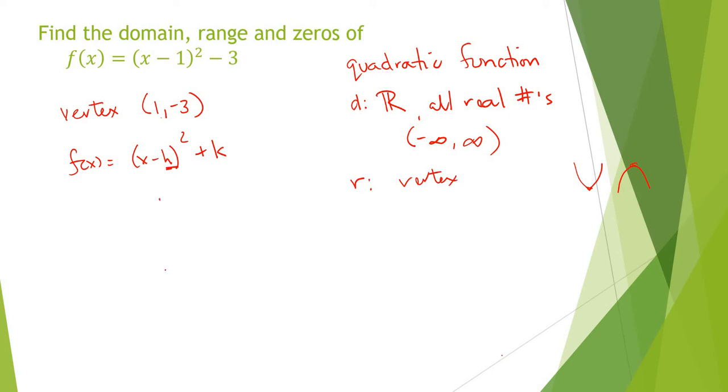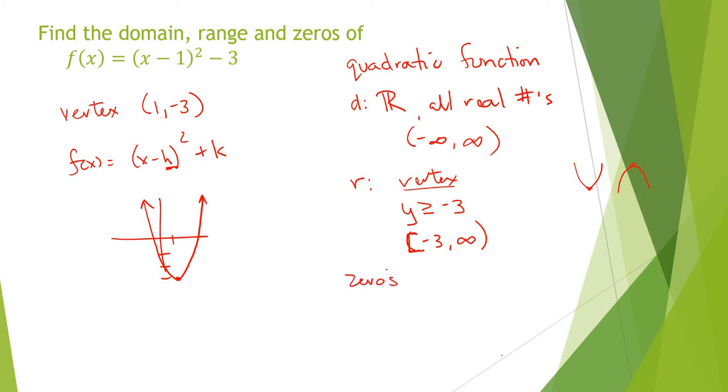So since the vertex here is at 1, negative 3, and I know because the value of the leading coefficient is positive that this opens up, I know that my graph is going to look something like this, and therefore I know that my range based on the vertex is going to be that y has to be greater than or equal to negative 3. I can also write this as, bracket, negative 3 to infinity. So that's my range.